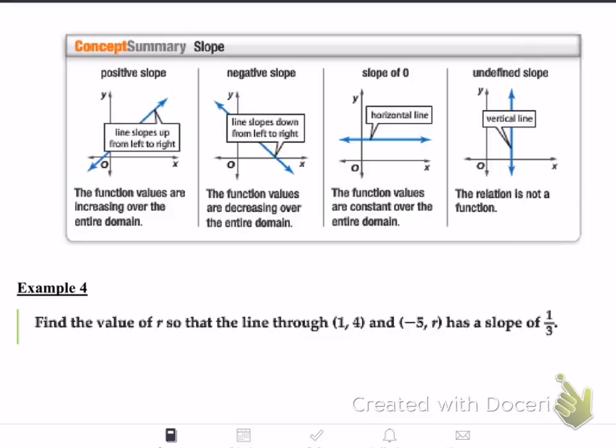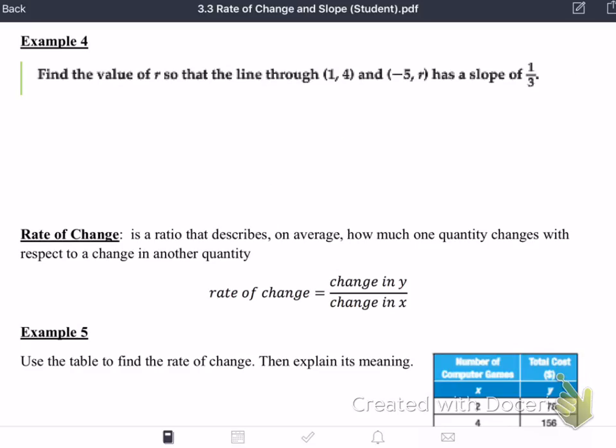Let's scroll down a little bit to example 4. Now that we know how to find the slope when we are given 2 points, this question is asking, find the value of r when the slope is 1/3. Try to think about how you could find this missing piece when you know the answer of the slope. Pause the video and set up an equation of how you can figure that out.